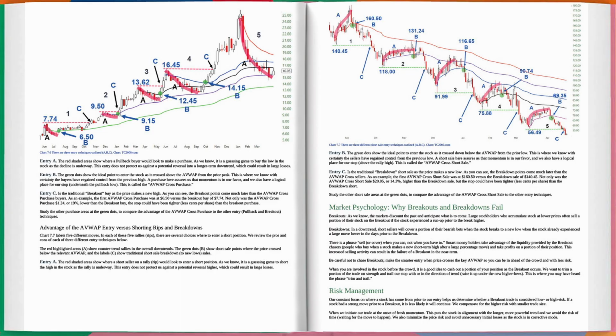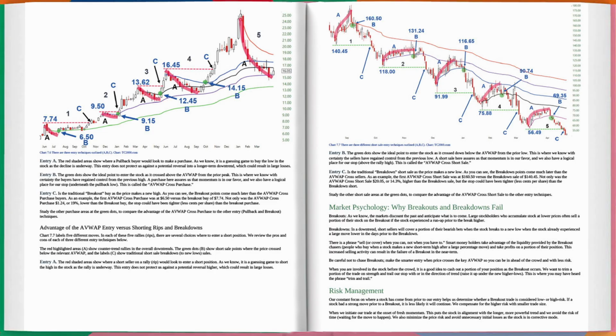This is called the AVWAP cross purchase. Entry C is the traditional breakout buy as the price makes a new high. As you can see, the breakout points come much later than the AVWAP cross-purchase buyers. As an example, the first AVWAP cross-purchase was at $6.50 versus the breakout buy of $7.74.